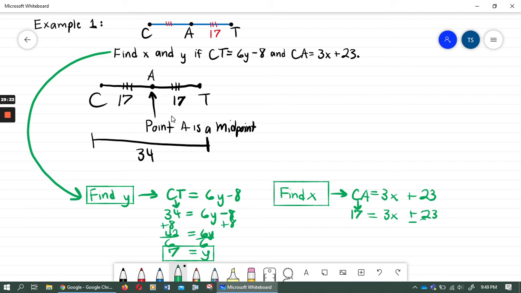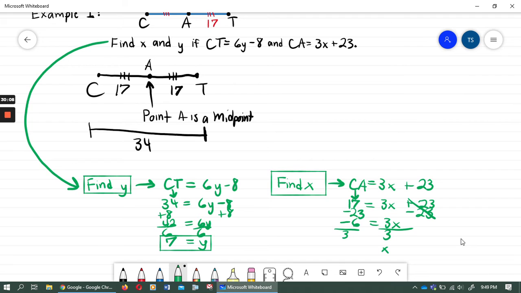All we've got to do is solve. Let's subtract 23 from both sides. Subtract 23, that gives us negative 6. Then negative 6 is equal to 3x. And all we've got to do to finish solving for x is divide by 3. So that means that x equals negative 2. Cool beans. I don't like the way that looks, let's try that again. x equals negative 2.